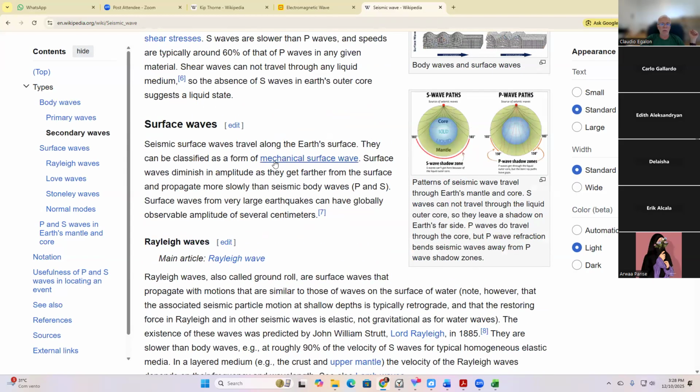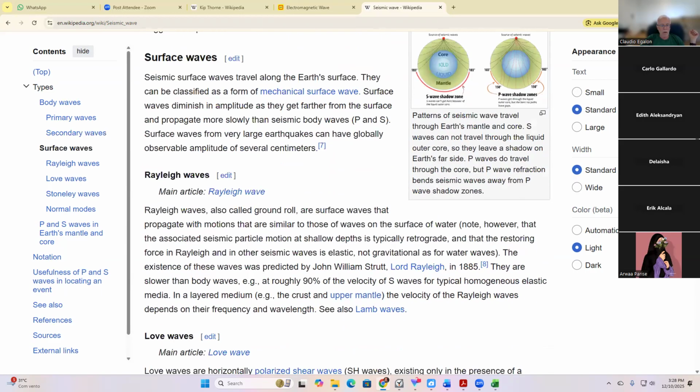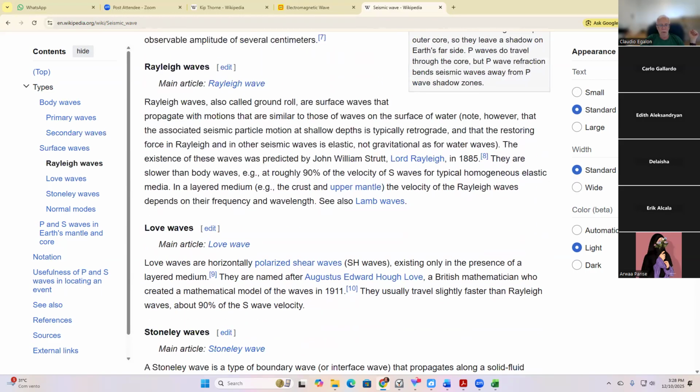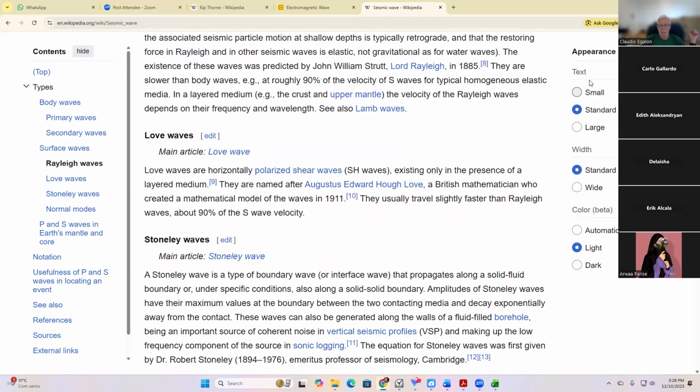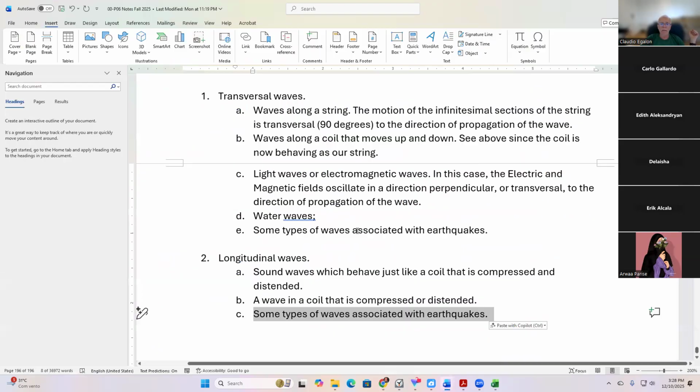And the surface waves are what? Mechanical surface waves. It doesn't say whether it's a transversal wave or longitudinal wave. Okay, so those are examples of waves.